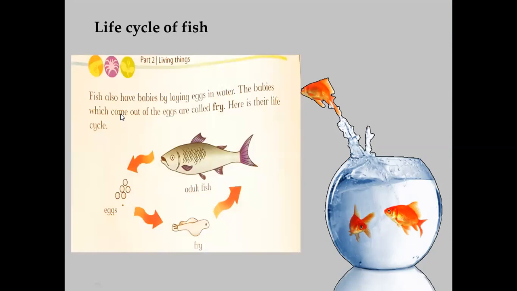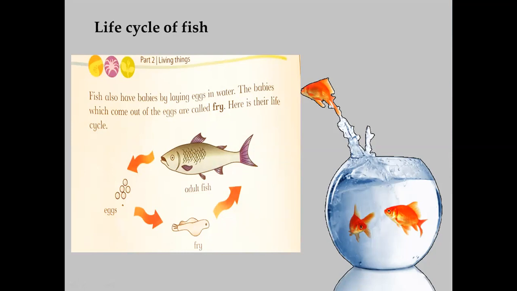This is book page number 18. We will study here the life cycle of fish. Fish also have babies by laying eggs in water. The babies which come out of the egg are called fry. Here is their life cycle. This picture shows a short life cycle of fish. The fish lay eggs in water, and then from the fertilized egg the fry comes out, and then the fry is converted into the adult fish.